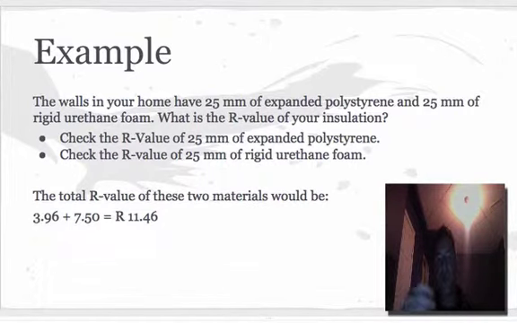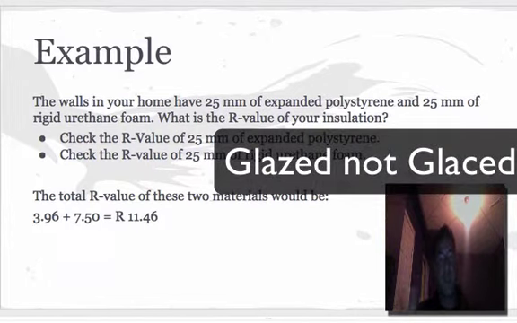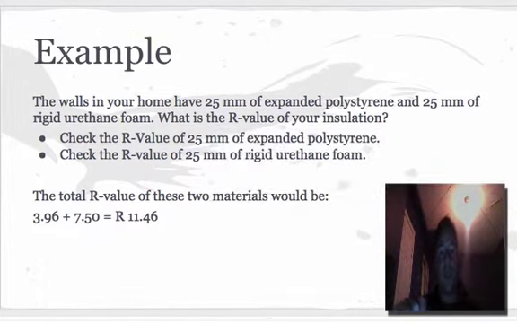Say for example, if we had a calculation where it said, okay, well, 25 millimeters of rigid urethane foam has an R value of 7.5. Well, what's the R value of 50 millimeter rigid urethane foam? Well, you're going to take that R value and multiply it by 2. So then your R value is going to be R15. Okay, so if you want to increase the insulation and limit the heat transfer, what you need to do is add more insulation.